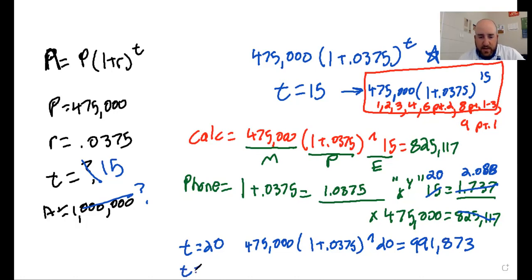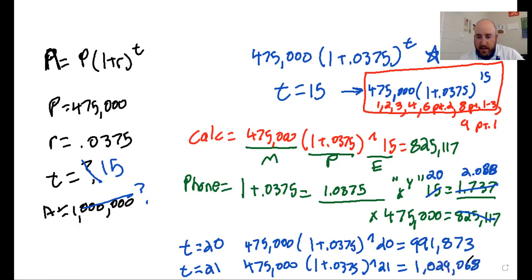Let's punch it into our calculator just to be sure. So 475,000 times 1 plus 0.0375 to the 21st power, equals. When you do that, it's going to be 1,029,000. We would round up to 68.